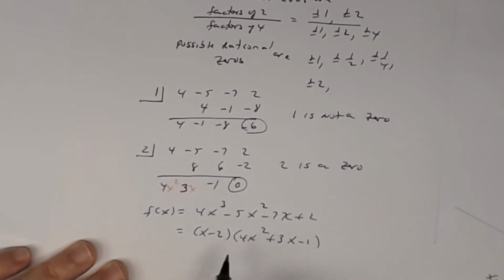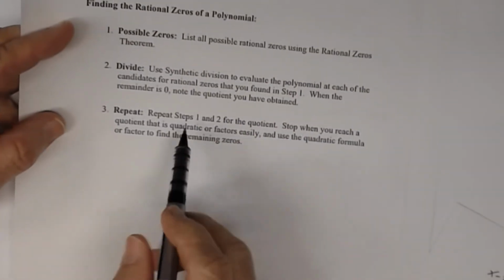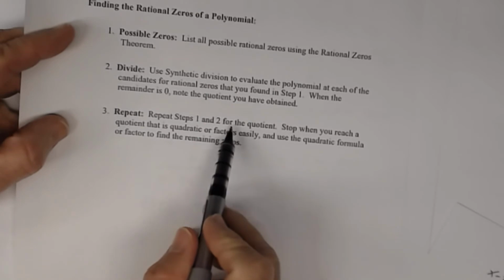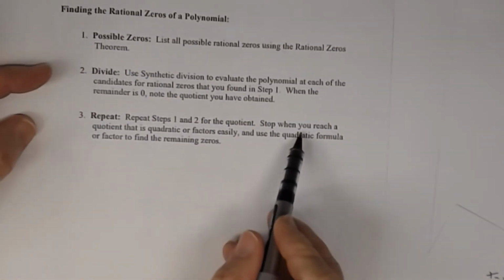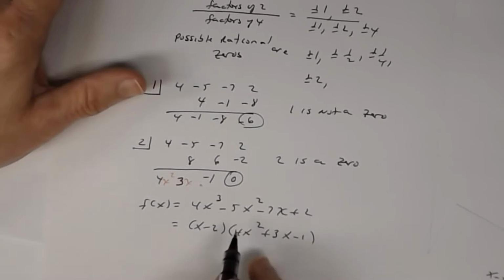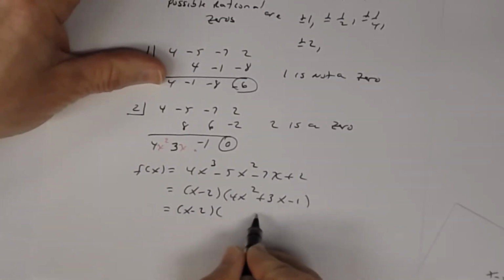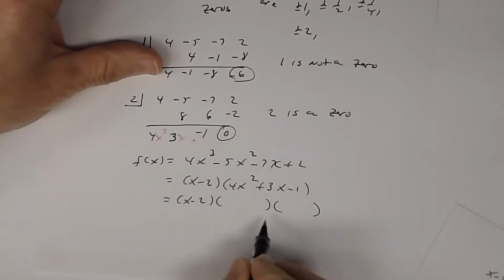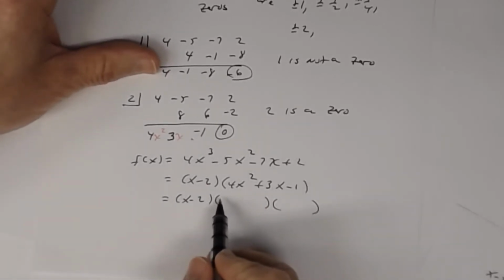And now all we have to do is find the zeros of this. See, this is now quadratic, and that's what this is saying. So this says repeat steps 1 and 2 for the quotient. So here's your quotient. Stop when you reach a quotient that is quadratic or factors easily. So let's see if we can factor this. So we get x minus 2 times, and if it's not factorable, we're going to use the quadratic formula. But let's see what would work.